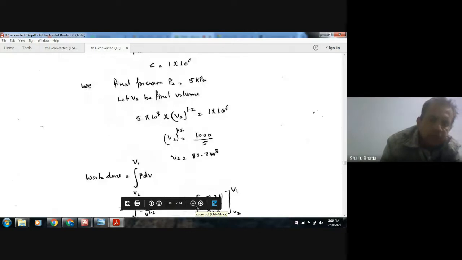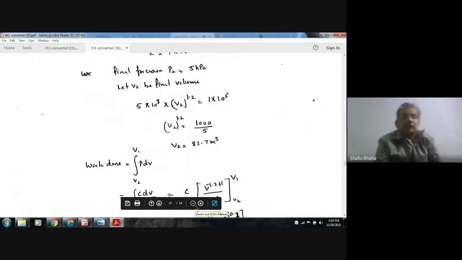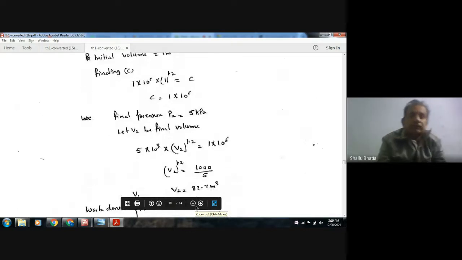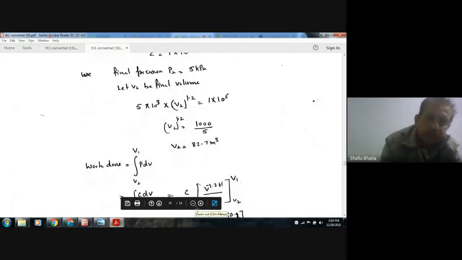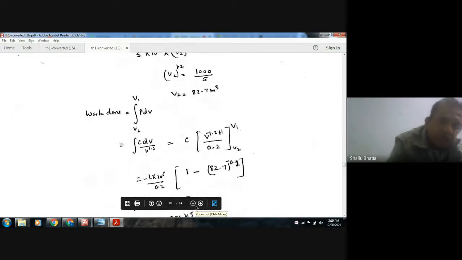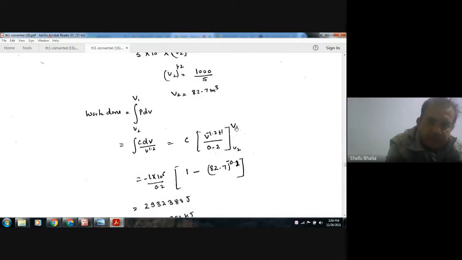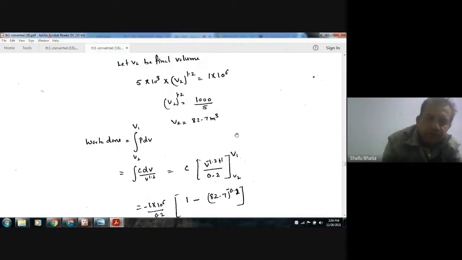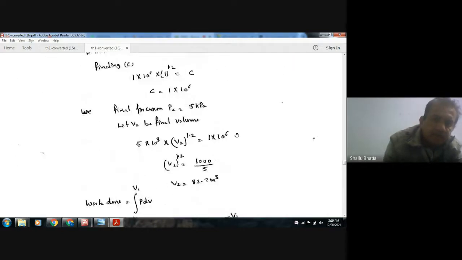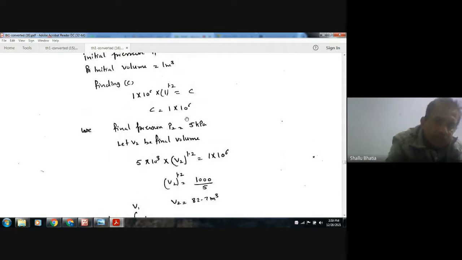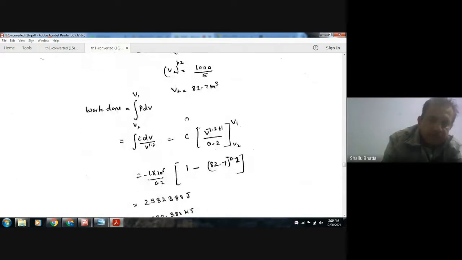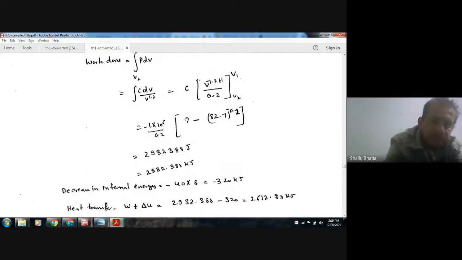Now the heat transfer can be found by using the first law, that is dQ is equal to dW plus dU. First, we find dW. dW is P dV, or C dV over V^1.2. Now we know V1 and V2, and C we have also calculated. So we can put these values in and find out the work done.